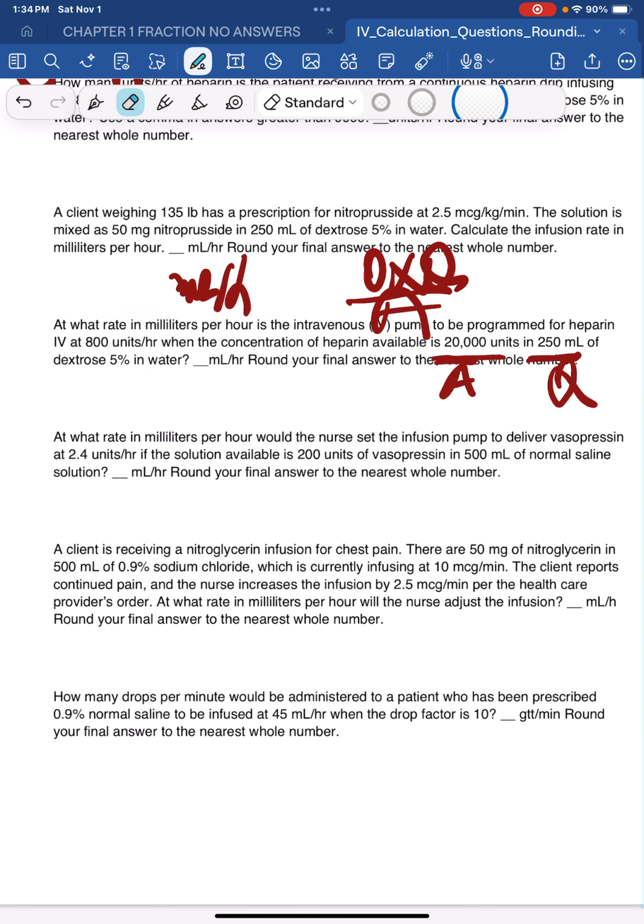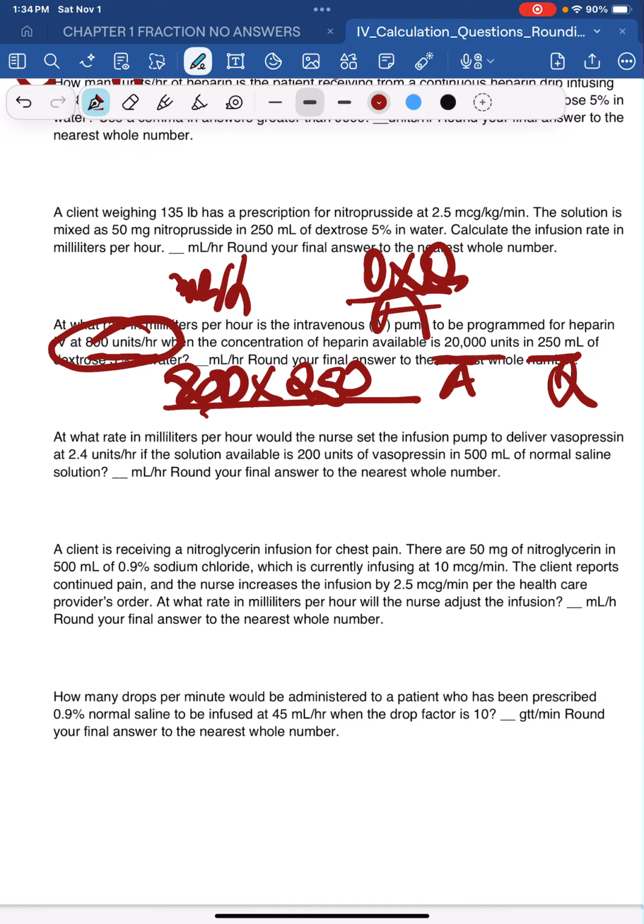But my dear friend, before you do anything, you have to make sure that your order is in the basic shape of a unit per hour, because the pump is set up per hour. If it was 8 units per minute, we would have to multiply that by 60, divided by 1, because we have to convert that to hours. So in this case, my order is in basic shape, it's ready to be used. We do order multiplied by quantity, which is 250, and divided by available, which is 20,000 units. Get your calculator, get 800, multiply that by 250, which is my quantity, divide by 20,000.